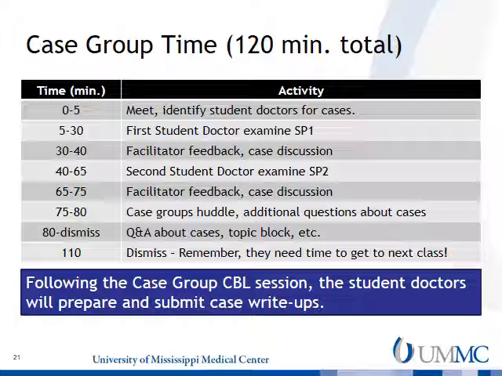After both exams are completed, you should use the remaining time for adding any clinical pearls of your own and fielding a question and answer session about the cases, units, topic block, etc. Be sure to let the students know 10 minutes before the hour that they can leave if they need to for another class.